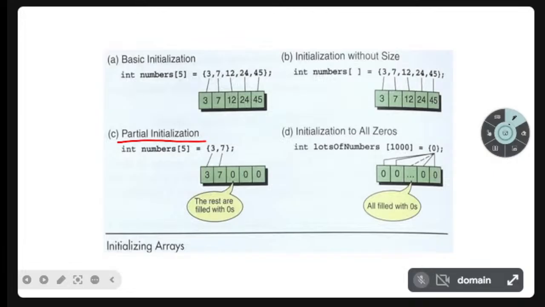Then what about the fourth example? Initialize to all zeros. What is the size of the array? 1000 elements. The size of the array is 1000, and we have initialized it to 0, with equals bracket open, close and semicolon. What do you mean by that? All the 1000 elements will be initialized with 0.